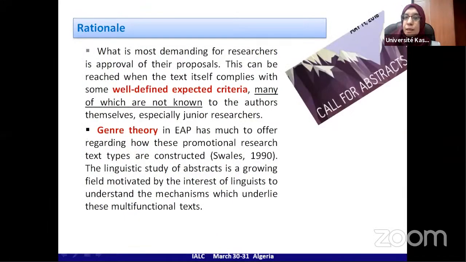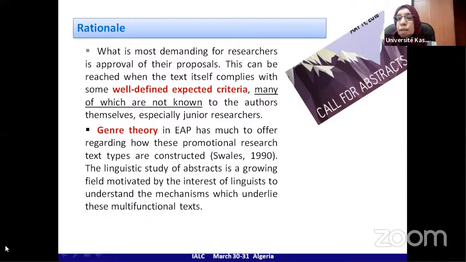Well, what is most demanding for researchers is approval of their proposals. This can be reached when the text itself complies with a well-defined expected criteria within the discourse community. Now, we refer to linguistic theory and how it can help in resolving this issue.